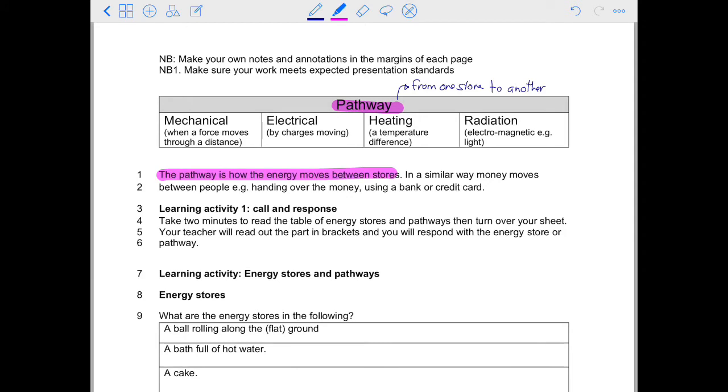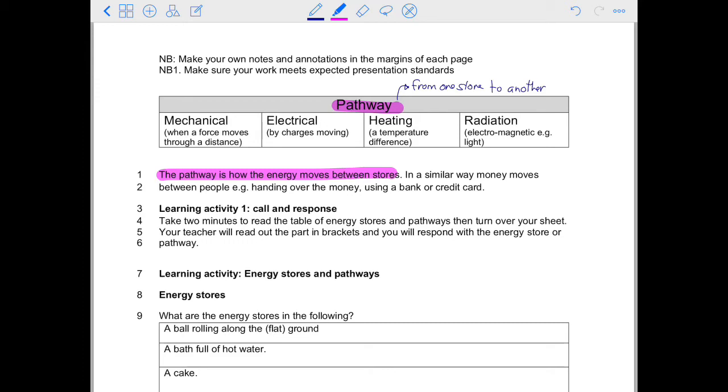So again, if we go back to our money analogy, we can exchange money in lots of different ways. We can hand over cash, we can do a bank transfer, you can buy something at a store with a debit card or with a credit card, maybe even with a check. So there's lots of ways that money can transfer from one person to another. The same way energy can transfer from one store to another.